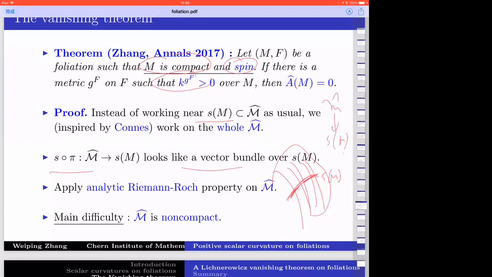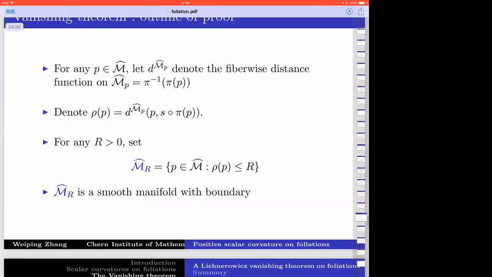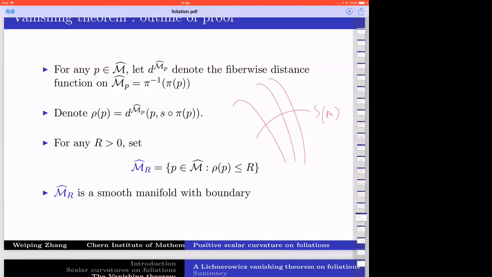And the difficulty is still, as I mentioned, that the total fibration M hat is non-compact. Each fiber is a homogeneous space. So to do so, we have a fibration over SM. To do so, we take every leafwise, since we have non-positive curvature, we have distance. So every point, we take a distance loop from this point on this SM, we call this loop P. Then we define a disk bundle of radius R, for any positive R, over this SM.